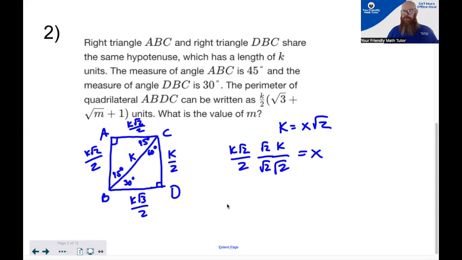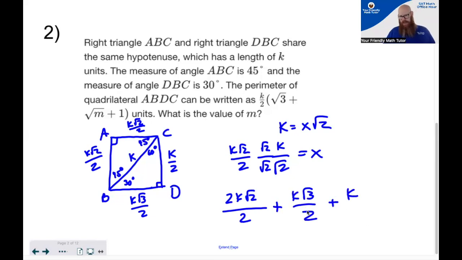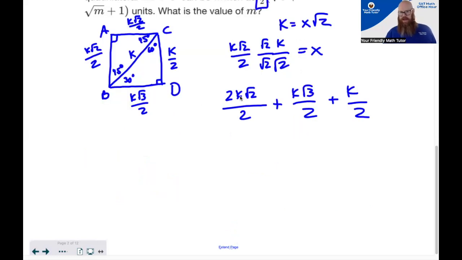Okay, so now the perimeter. We are going to add all these together. Well, k root 2 over 2 plus k root 2 over 2 is 2k root 2 over 2. I'm going to leave it as that for now. I understand the 2's cancel. You'll see why in a second. Plus k root 3 over 2 plus k over 2. The reason was because I want to be able to factor out a k over 2. So I'm going to do that because I left this k over 2 in here.